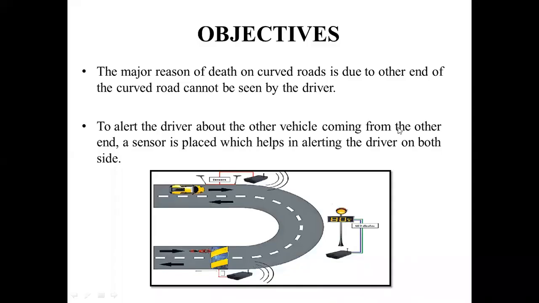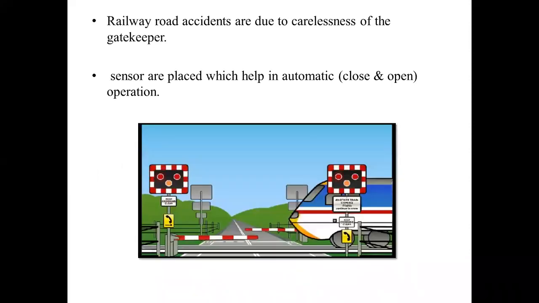Objectives. The major reason for death on curved roads is that the other end of the curved road cannot be seen by the driver. To alert the driver about the other vehicle coming from the other end, a sensor is placed which helps in alerting the driver on both sides. You can see in the picture as shown. Railway road accidents are due to carelessness of the gatekeeper. Sensors are placed which help in automatic closing and opening of the railway gate.